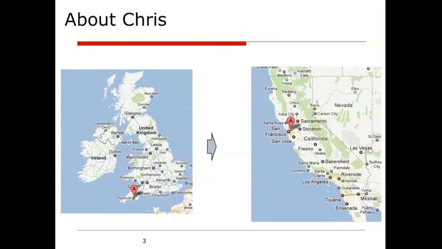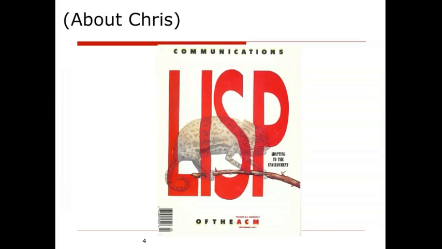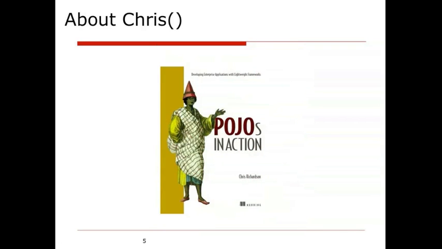For those of you who don't know me, I'm Chris Richardson. I actually grew up in England, and then 20 years ago, I moved to California. I got my start in my computing career programming in Lisp, implementing compilers and runtimes and GUIs and frameworks and so on for Lisp, an early dynamic object-oriented programming language. Eventually I ended up programming in Java, and then about 6 years ago, I wrote the book POJOs in Action, which is all about how to build applications with frameworks like Spring and Hibernate and so on.